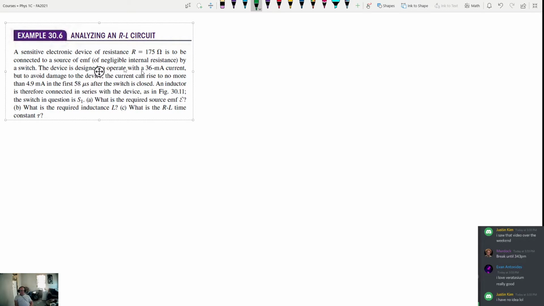A sensitive electronic device with a resistance of 175 ohms is to be connected to a source of EMF with negligible internal resistance by a switch. The device is designed to operate with a 36 milliamp current. So the current, I'm guessing this is probably going to be max current, is going to be 36 milliamps. But to avoid damage to the device, the current can rise to no more than 4.9 milliamps in the first 58 microseconds after the switch is closed.